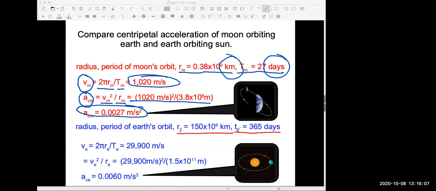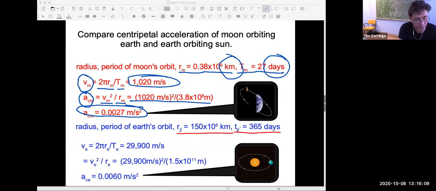Again, we're faced with this problem that to calculate the centripetal acceleration of the Earth, we need the radius, which we've been told directly, and we need the velocity, which we're going to have to calculate. This is the radius of the Earth's orbit. This is the period of the Earth's orbit.